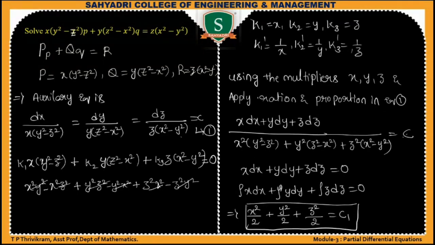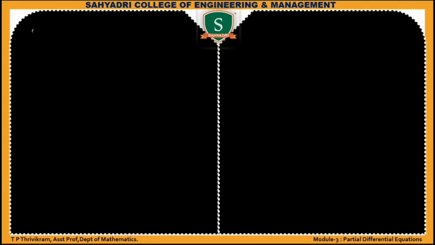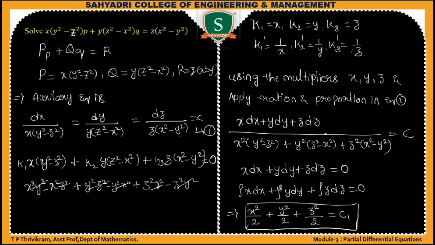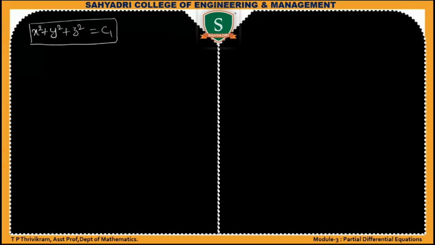Or we can take this denominator to the right hand side: x square plus y square plus z square equal to c1. In the left hand side, sorry, here you can write it as c1 dash, so that I can write 2c1 as c1. c1 dash into 2, yes, c1. So this is one function.